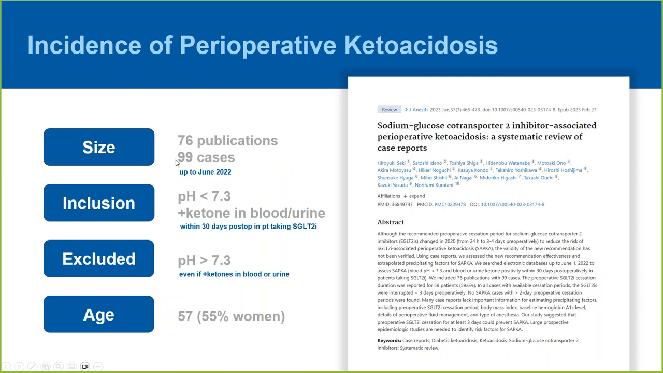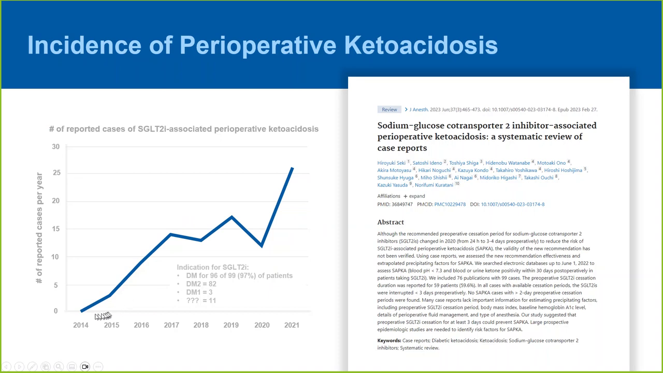So he went through the literature and found 99 cases of ketoacidosis up to June of 2022. He included patients who had a pH less than 7.3, who had ketones in the blood and urine, but he excluded patients if their pH didn't drop, even if they did have ketones. And what he found is that since 2014, since SGLT2 inhibitors started becoming popular, we do see an increasing number of case reports of perioperative ketoacidosis in patients taking these meds.